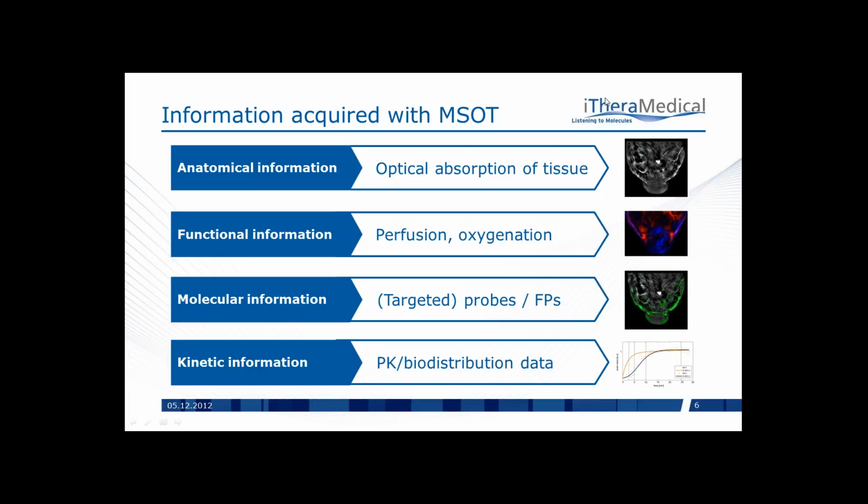Because we illuminate with multiple wavelengths, we can therefore then see molecular information, such as targeted probes or fluorescent proteins. And because we capture data at 10 Hertz, we can see kinetic information, so we can document pharmacokinetics and also image in multiple parts of the animal, so we can document biodistribution of injected probes.